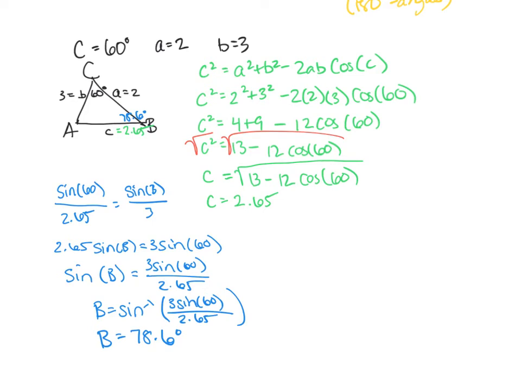Lastly, we're going to use that triangle sum theorem and say, hey, I can find angle A by just taking 180 and subtracting the angles that I know of, 60 and 78.6. And once I do that, I get 41.4 degrees. Draw that back in my triangle. And there we have it. This is a full law of cosines problem with side angle side.